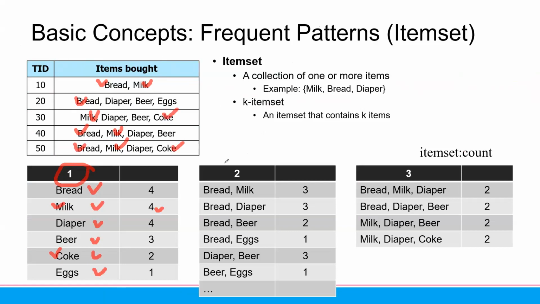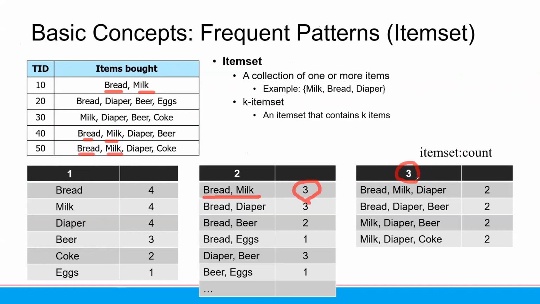If K equals 2, it means we want to get 2 items. It means the 2 items should be available in the transaction. For example, bread and milk. Bread and milk, and then we have bread and milk again, and bread and milk again. So there are 3.